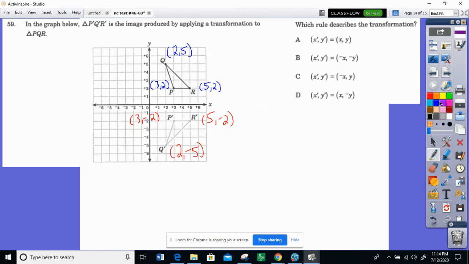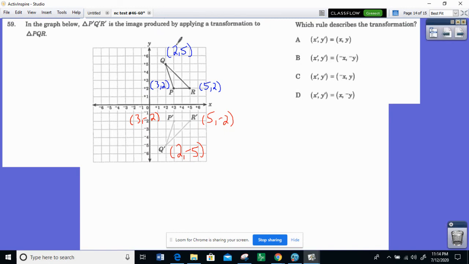Well, if we compare these, it looks like the x values are staying exactly the same. Which answer choices show that happening? B, we're changing the sign, we don't want that. And C, we're changing the sign, we don't want that. But in A, we're not changing anything, whereas in this actual transformation, we're switching the sign of the y value. So that's what's happening in D. So that's why D is the answer to number 59.